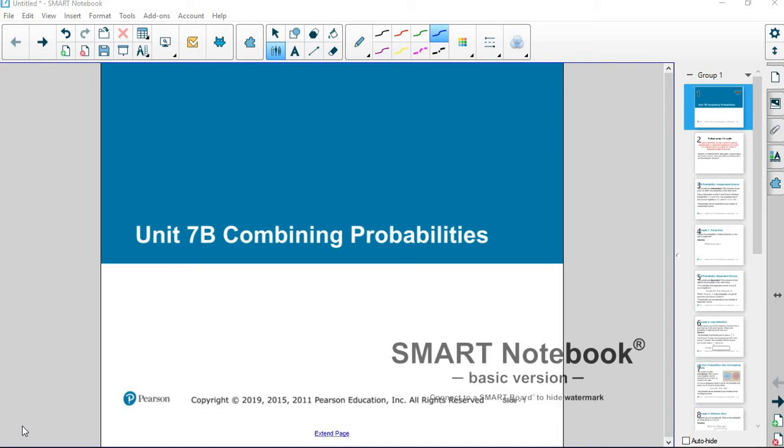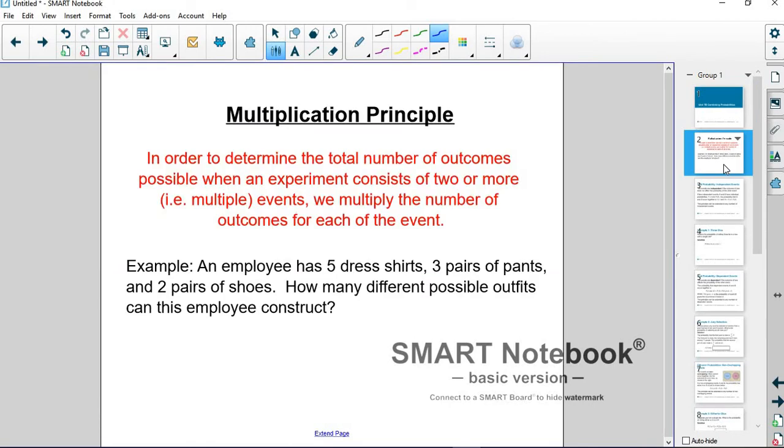Before we get started, we need something that our book doesn't specifically state in here, but I've thrown it in. It's called the multiplication principle. Basically, in order to determine the total number of outcomes, remember counting is important, whenever your experiment consists of two or more events, i.e. multiple events, we multiply. If you've got multiple events and you want to find out the total number of outcomes, you multiply the outcomes together.